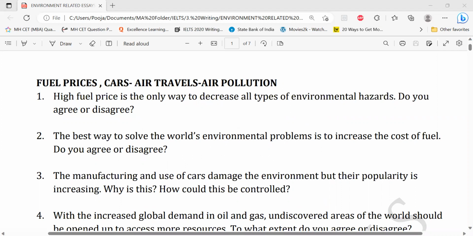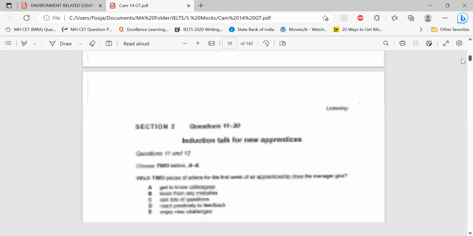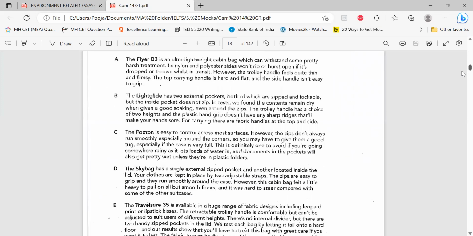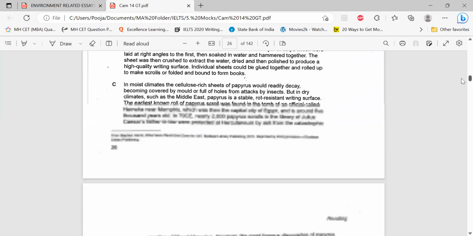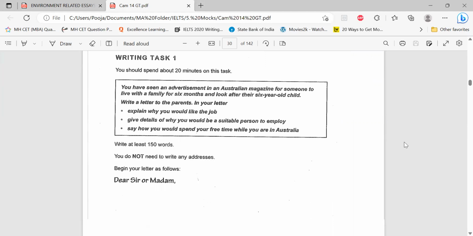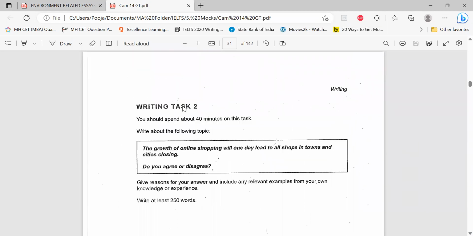So it will look something like this. I don't know if you have observed this while you take the reading and listening generally. You have this writing at the end of it. If you have observed, the question will look exactly the way it is given in that question paper. If you have not observed, I'll just show you the mock test. So this is the letter and this is how the question will be.